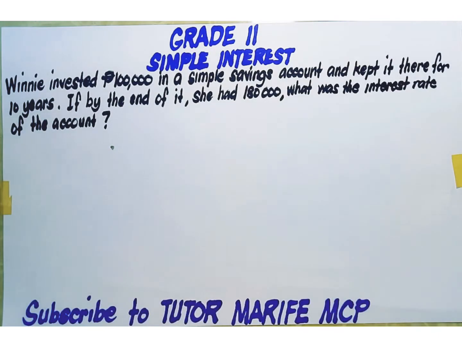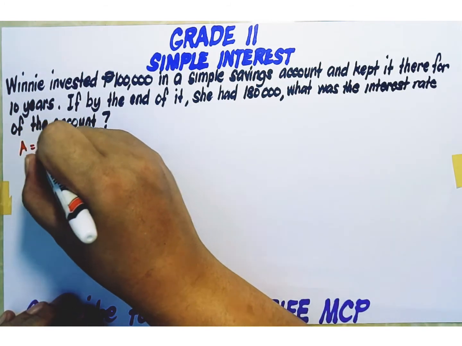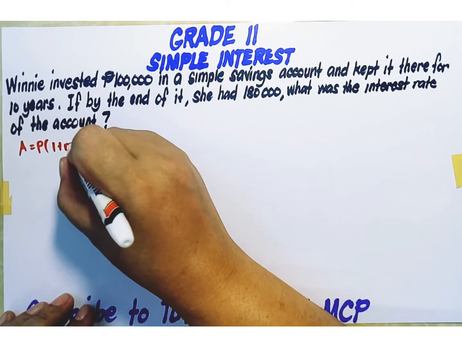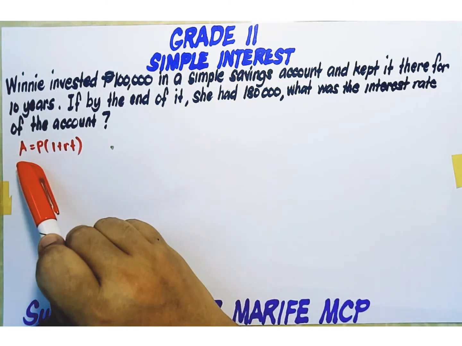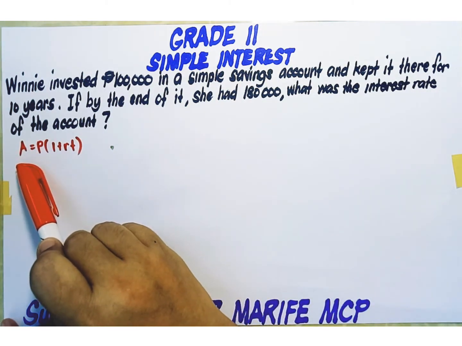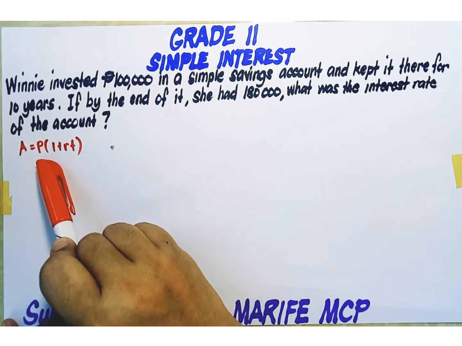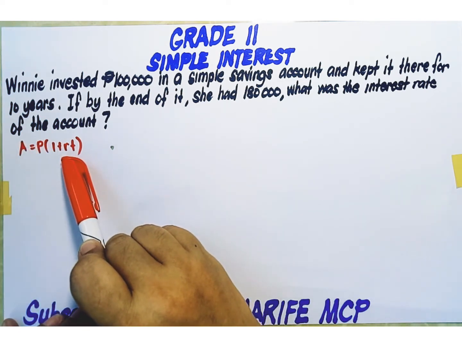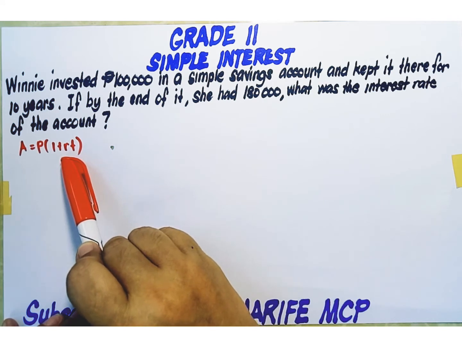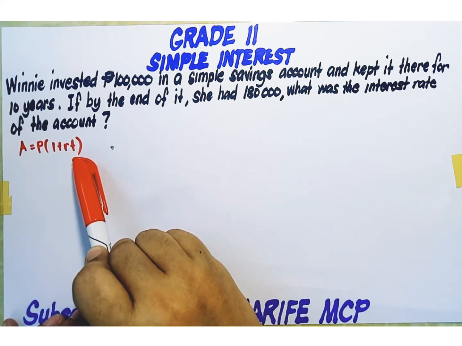Let's start out with the main formula. A equals P times the quantity 1 plus RT. A represents the total amount accrued or the final investment value. P represents the principal or the initial amount of investment. R represents the interest rate in fraction form or in decimal form. T represents the number of time periods.